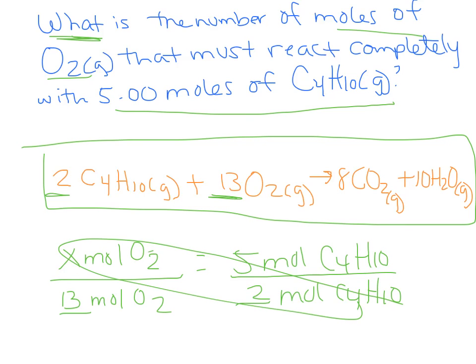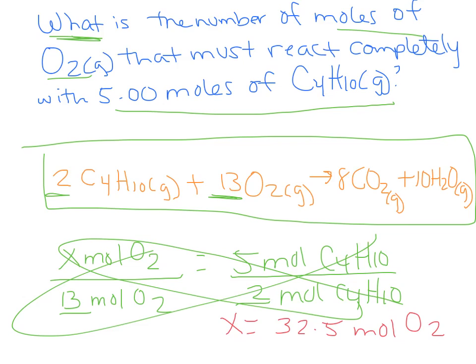So again, what we're going to do here is cross multiply. And we wind up that X is equal to 32.5 moles of oxygen. When I like to solve these in class, you'll see that this is one way of setting it up, this proportion method that I have.